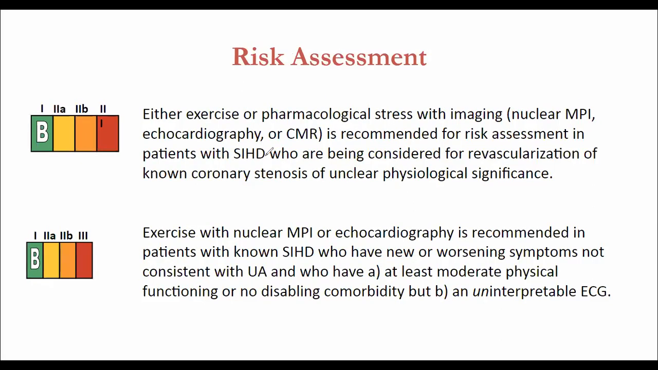Okay? In stable ischemic heart disease patients who are being considered for revascularization of known coronary stenosis of unclear physiological significance, means if there is 60% or 70% stenosis previously present and you want to know whether it is producing any ischemia or not. Or even from the ESC guidelines, even if it is less than 90%, between 70 to 90, you still want to know the physiological significance either invasively with FFR or iFR or non-invasively using MPS.